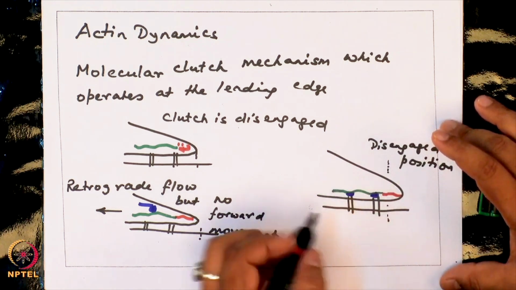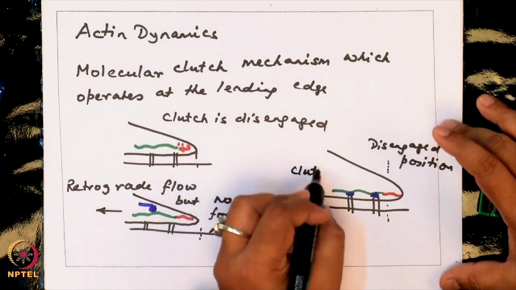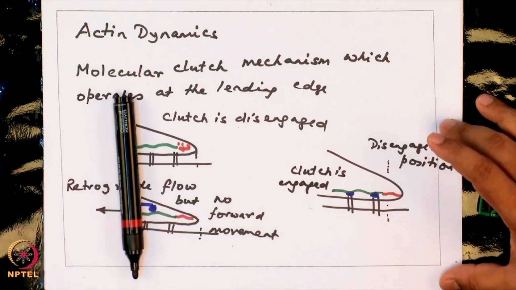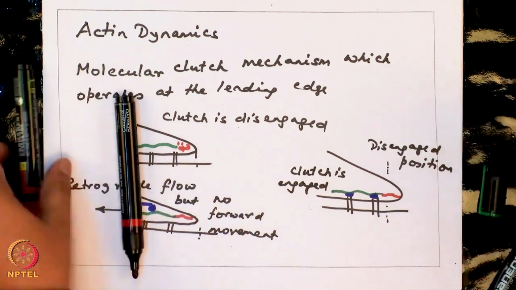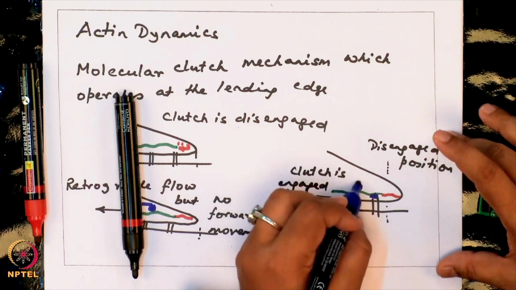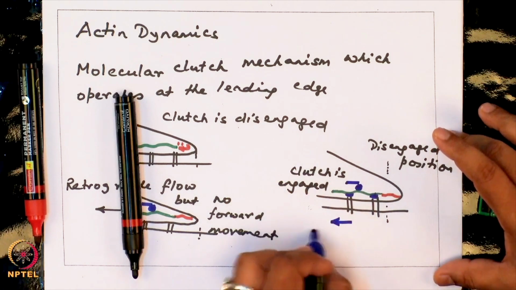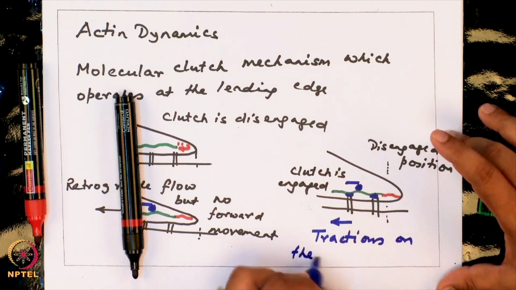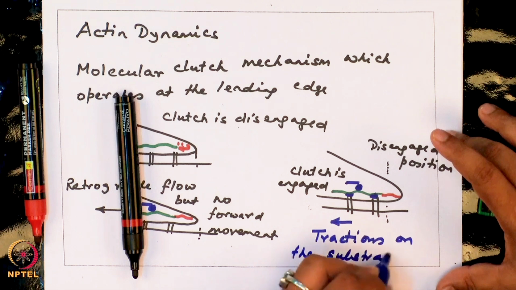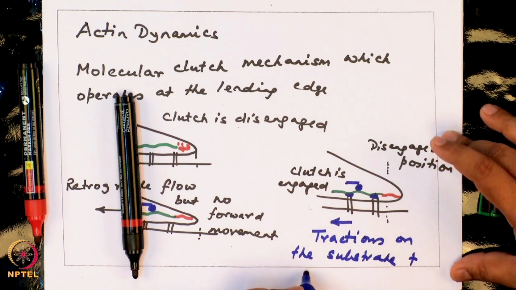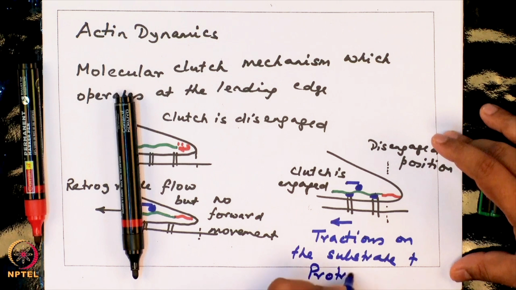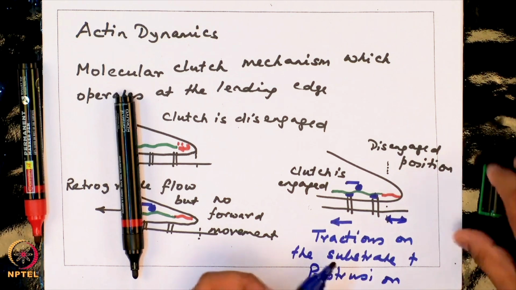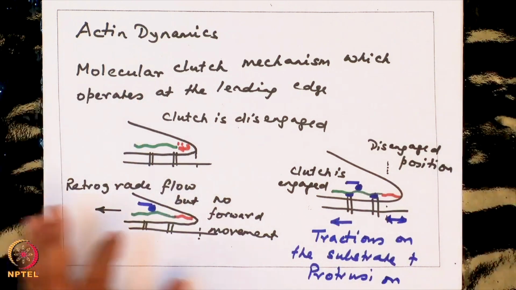So, when your clutch is engaged, even when myosin motors are pulling on it, what you will have is traction on the substrate, plus you will have protrusion. So, this is the distance by which the cell moved forward. So, this is the principle of a molecular clutch.